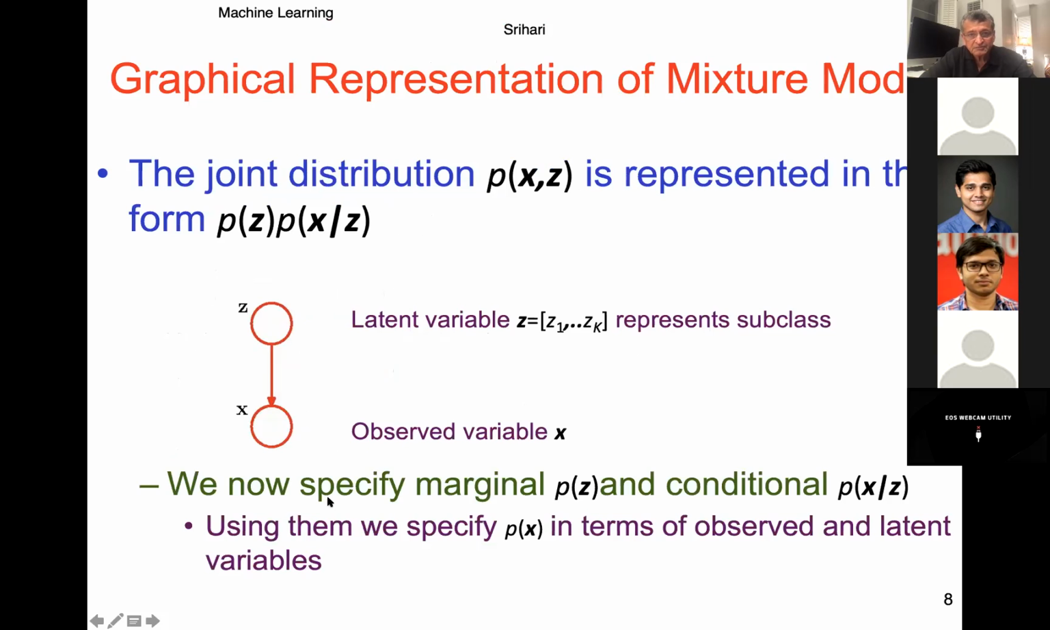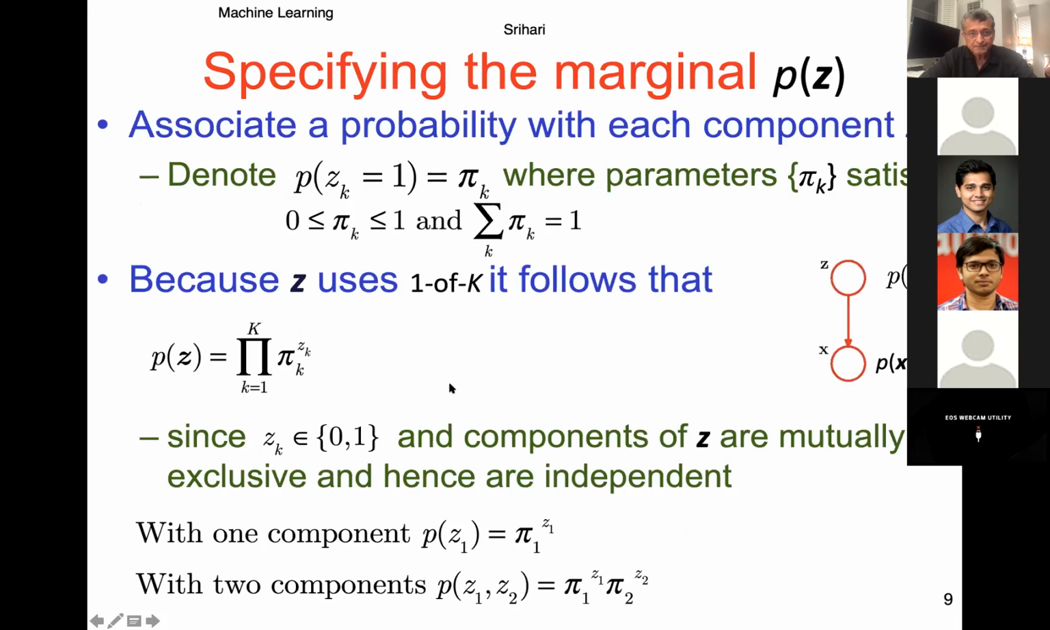And here is a graphical model representation of the joint distribution of P of x and z, represented in the form P of z times P of x given z. This can be written in a graphical model. Z is this first term, this first variable. This is x given z with a directed arrow here, indicating the parent-child relationship of these variables. Given z, what is the distribution of x, right? Observed variable.